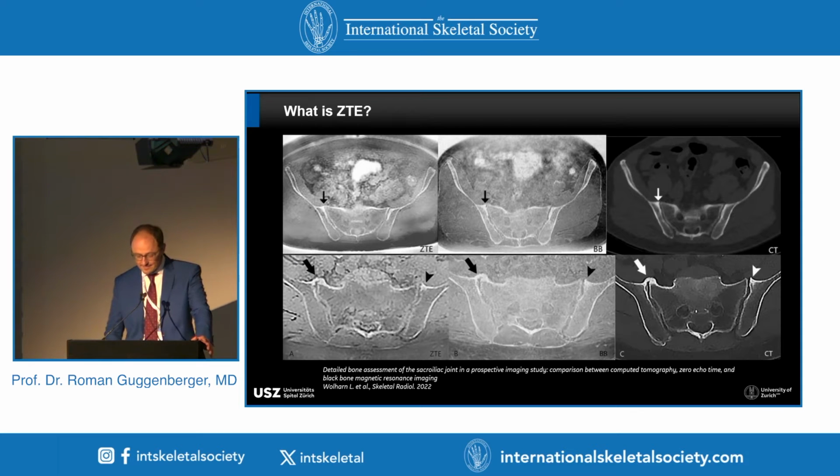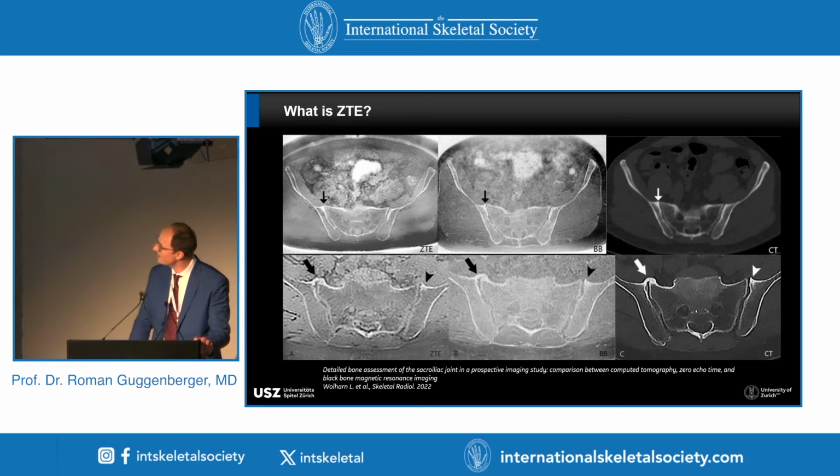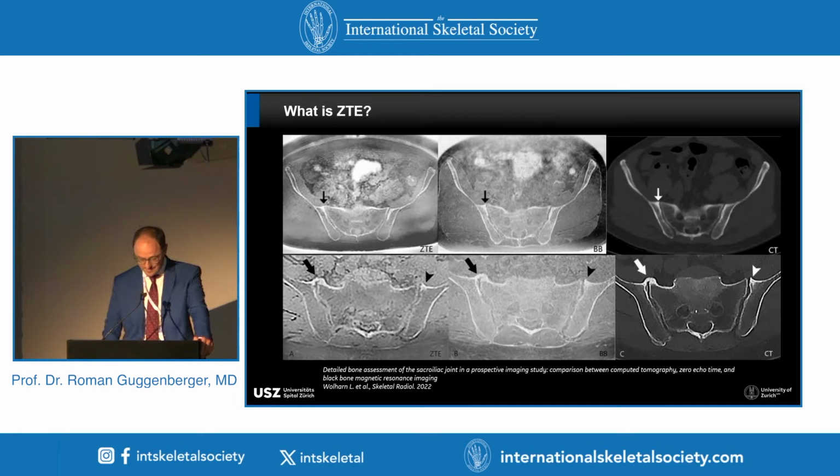So we looked at sacroiliac joints in patients to see how the ZTE was doing as compared to the traditional black bone sequence that we were using so far. You can see on the left-hand side, it's the ZTE images. In the middle, it's the black bone. And on the right, you can see the reference CT images. Especially for subchondral sclerosis, for osteophytes, syndesmophytes in that region, also small erosions in those few cases of inflammatory diseases that we included in this study, you can pick that up pretty nicely on a 1.5 Tesla system.